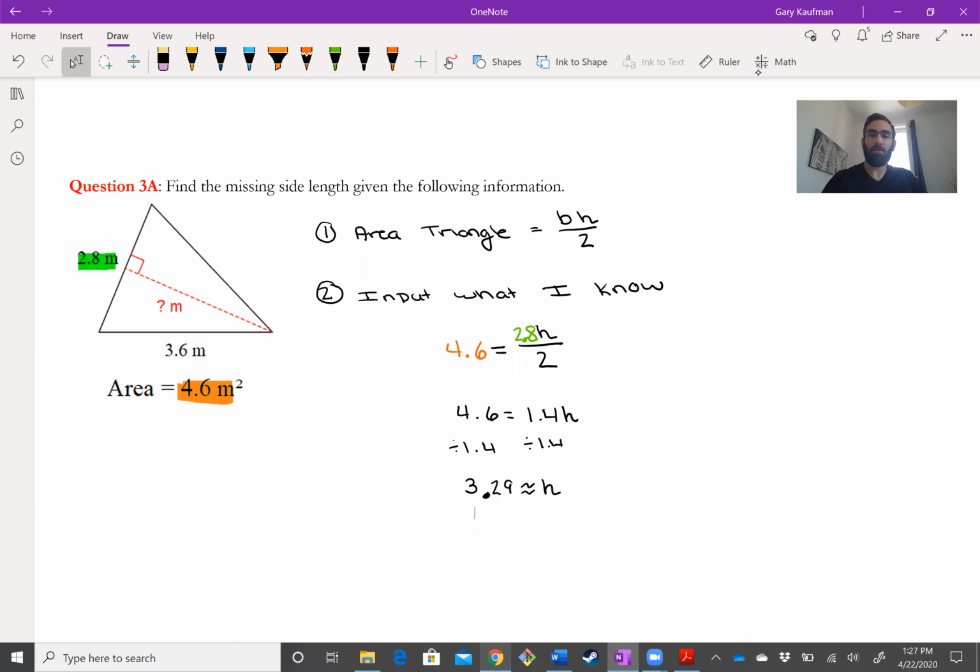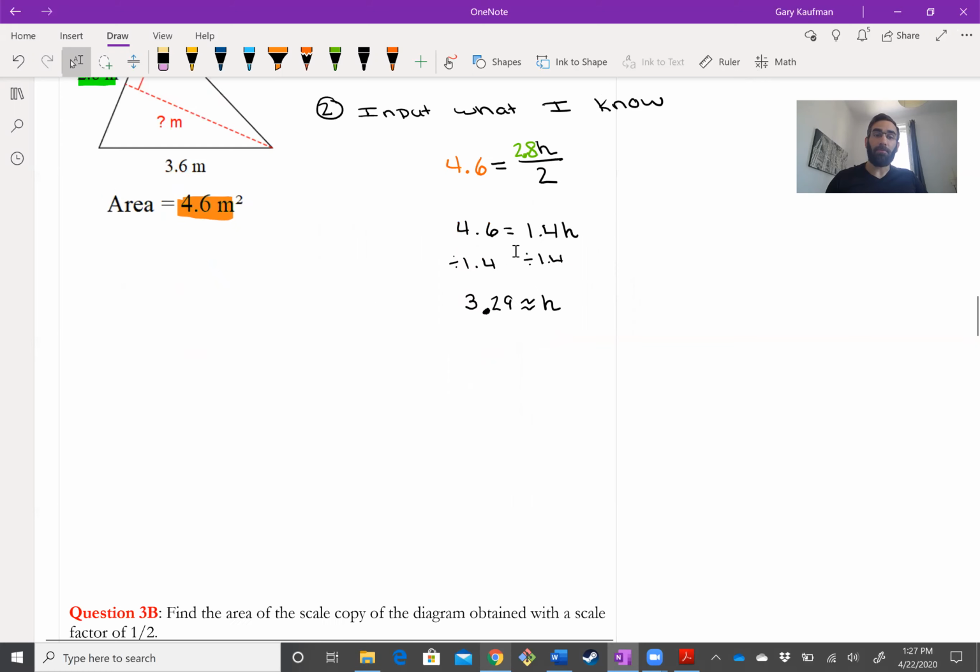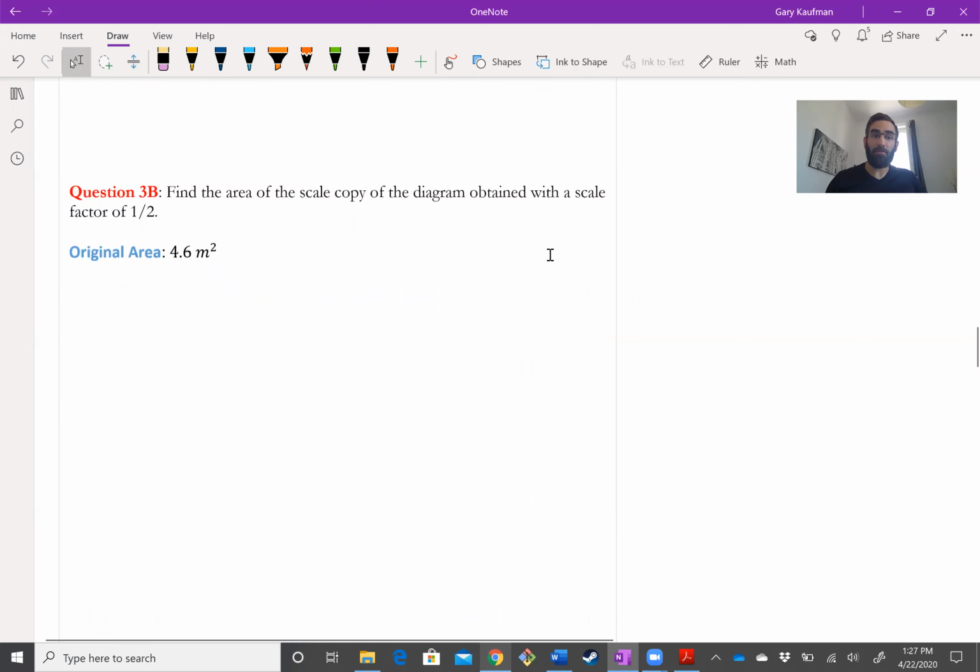So 1.4 multiplied by h is 4.6. That's just an equation. Let me use inverse operations. And I was able to solve. Now, our original area was 4.6 meters squared. Find the area of the scale copy of the diagram obtained with a factor of 1/2. Go back and think about 1A, what we did for surface area.